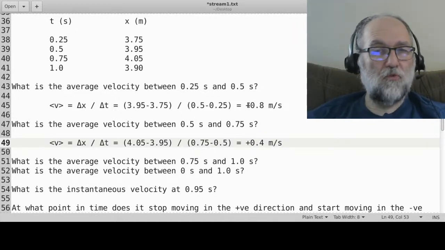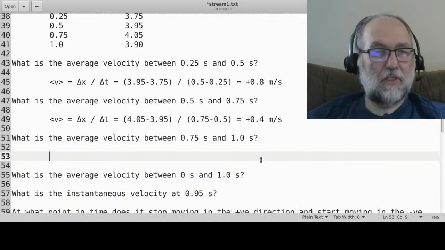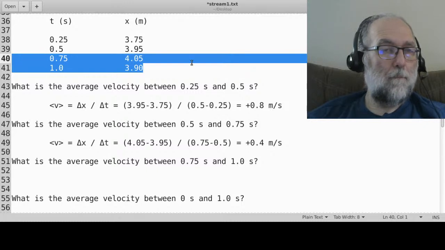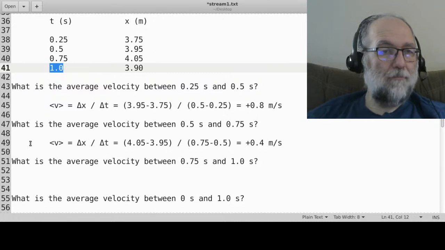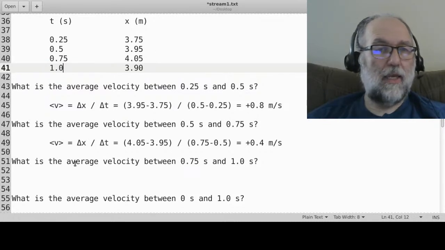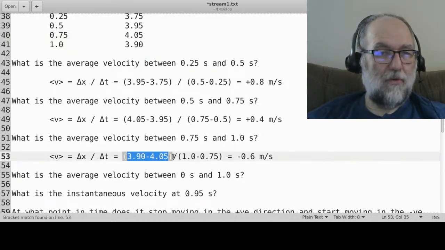So it's slowed down a bit. It was going at 0.8 meters per second, now it's going at 0.4 meters per second. And the next one I ask you is between 0.75 and 1. That's the last pair here, between 0.75 seconds and 1 second. Again, I'll just cut and paste that answer because the actual math here is pretty simple. The delta x is the final, which is 3.9, minus the initial 4.05. You can see that that'll turn out to be negative.